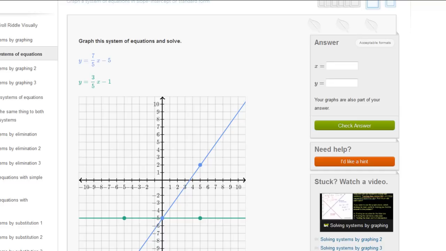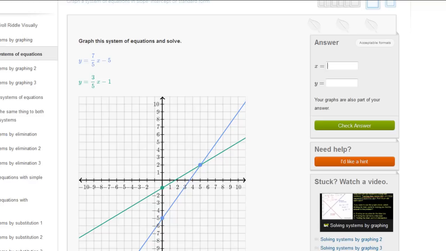So we have when x is equal to 0, y is equal to -1. And the slope is 3/5. So if we move over 5 to the right, we will move up 3. So we will go right over there. And it looks like they intersect right at that point.